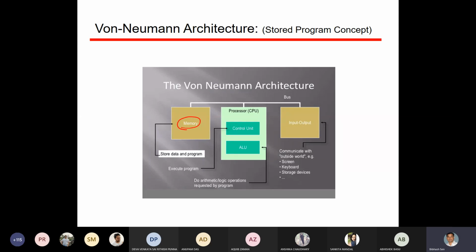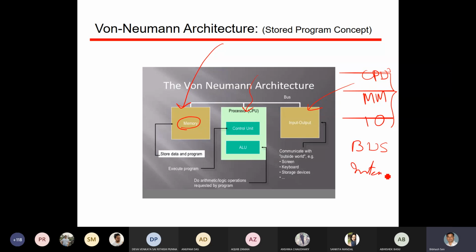Since it is the stored program concept, there must be a presence of memory, a very important part. Then there is input output, for input output organization, and finally there is a CPU. These are the basic components. So if I write here, one is CPU, one is memory, another is IO. Apart from these three parts, there is another very important part, our bus, or you can say the interconnection.